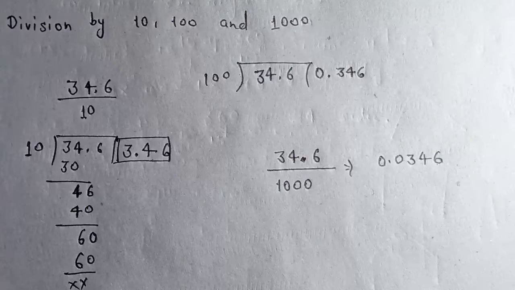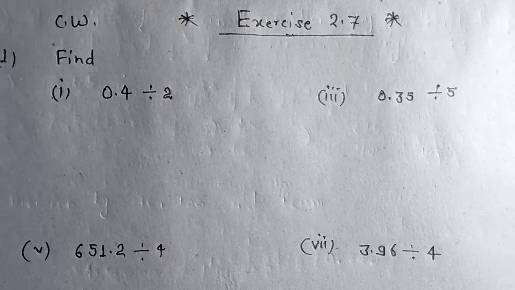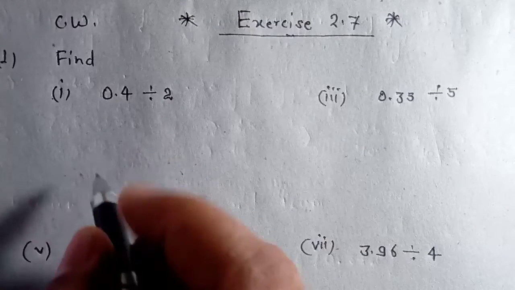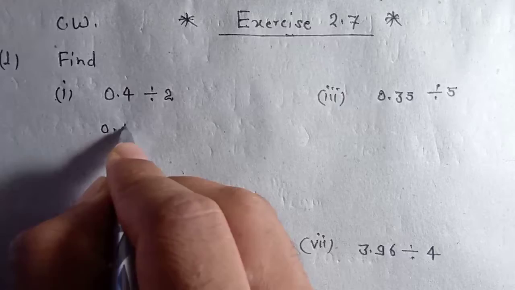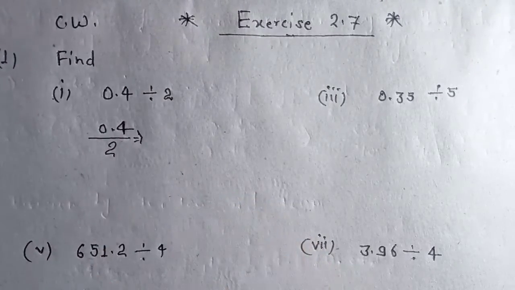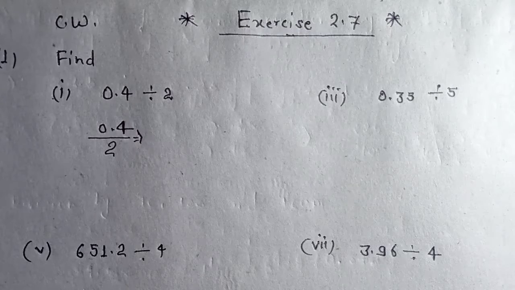Now let's discuss our exercise 2.7. In this exercise we have question number one. We have to solve 4 parts of question number one as our classwork. We have to divide 0.4 by 2. So 0.4 is divided by 2. How is this done? Have a clue here.